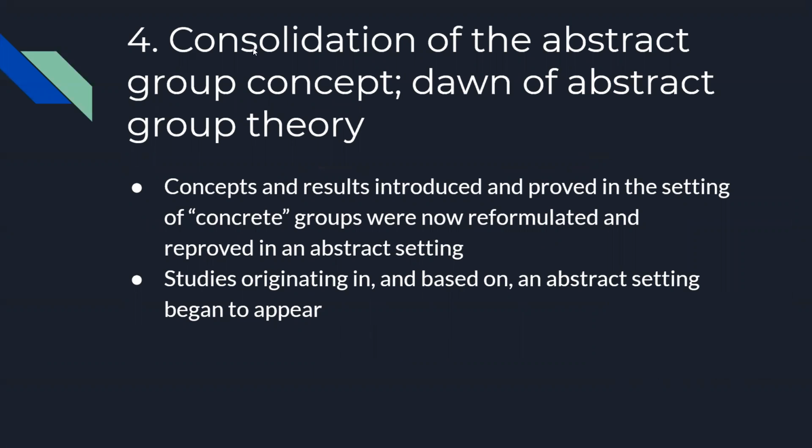Consolidation of the abstract group concept and dawn of abstract group theory. Concepts and results introduced and proved in the setting of concrete groups were now reformulated and reproved in an abstract setting. So as all these mathematicians built more and more on top of these foundational ideas, they were able to also put more rigor into what they were doing and reprove these things not in a non-abstract way, but in an abstract way. And studies originating and based on an abstract setting began to appear.